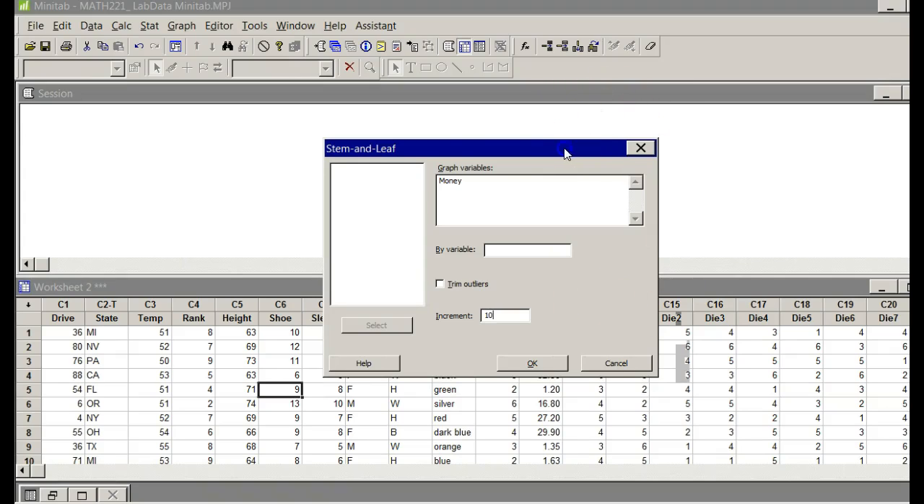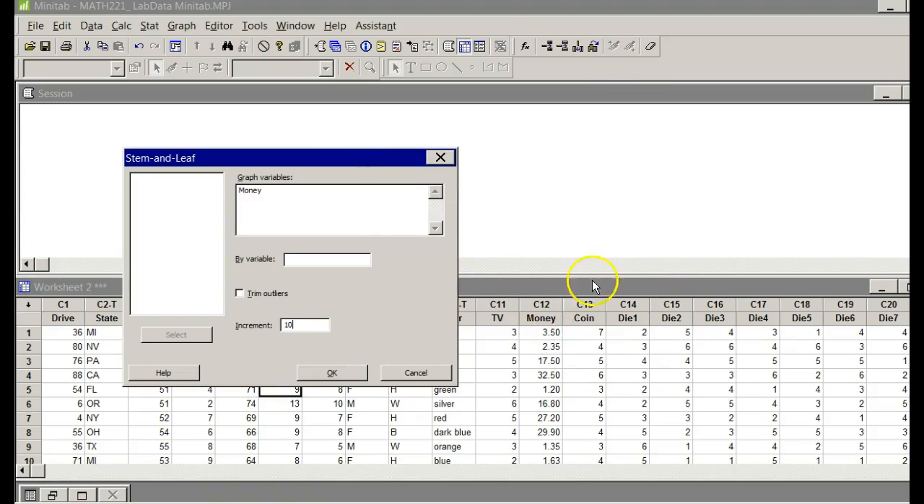The reason is, look at the increment of the money here. It goes from 0 to 10. It's got some 10 to 20, some 20 to 30, 30 to 40. So the best is, you want to end up with probably 6 to 10 stems. So we need to input the increment or you will miss this one.